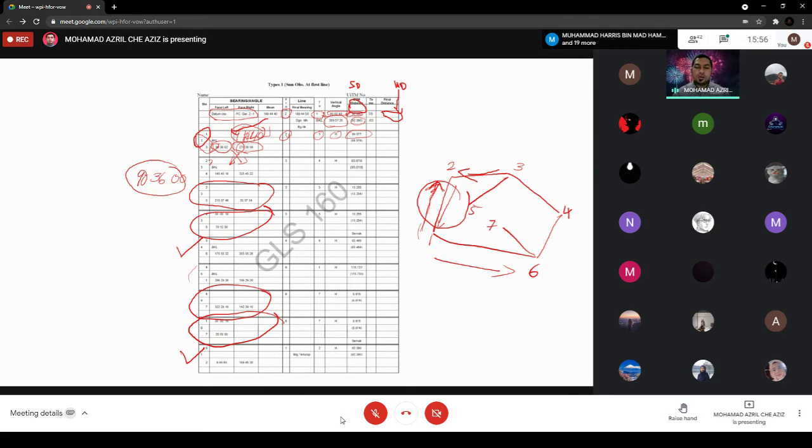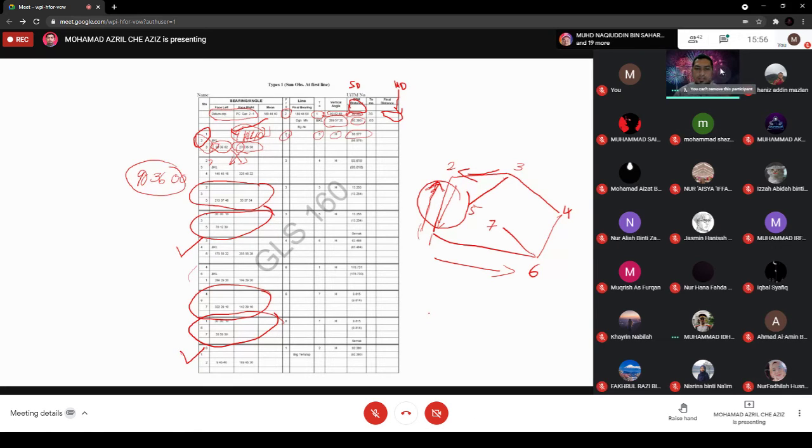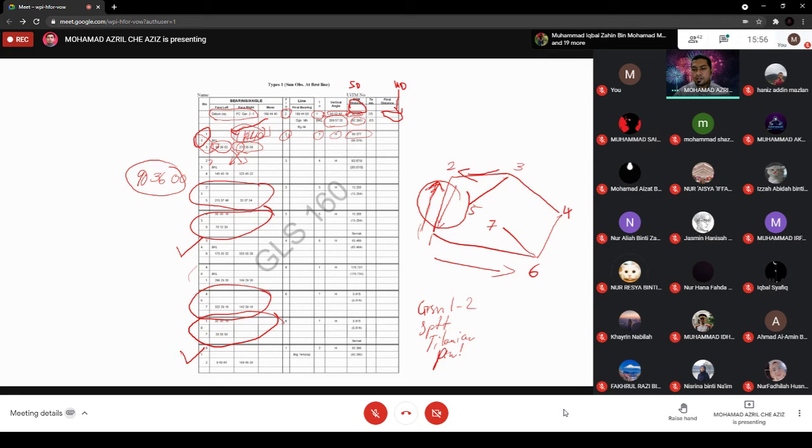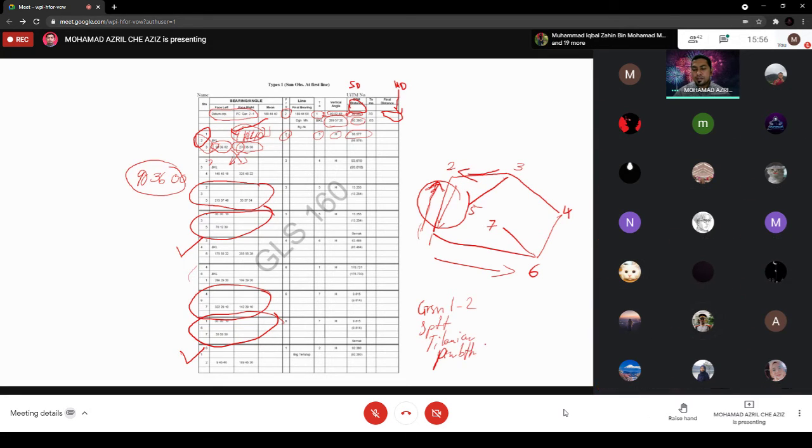Last semester you already learned, right, how to calculate the C correction. Class? Yes, sir. You have learned the line 1 to 2 is read, right? It should be read. The misclosure, the correction, right? Last semester you had this. Yes, sir.